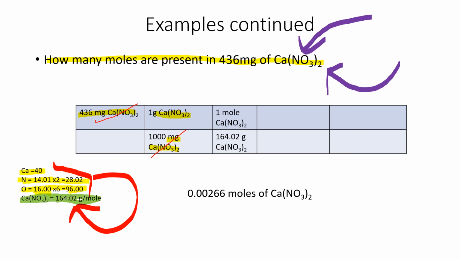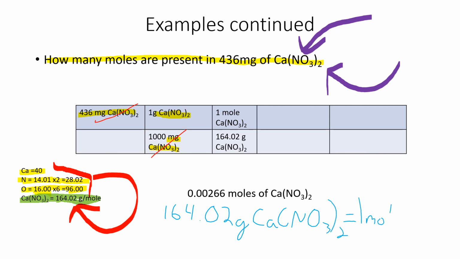That means that when we're talking about calcium nitrate, CaNO3, that means when we have 164.02 grams of our calcium nitrate, that is 1 mole of our calcium nitrate. Remember to sum up all the individual pieces to give yourself that total.